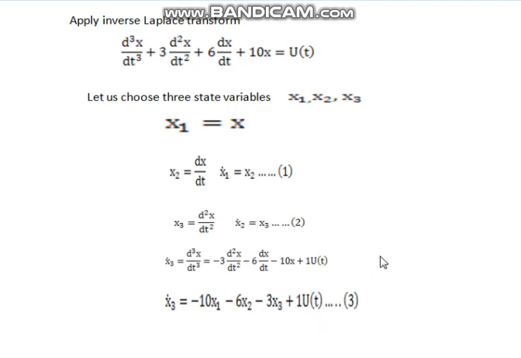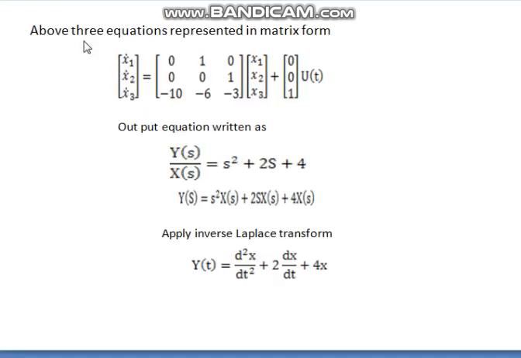So this is equation 3. Equations 1, 2 and 3 can be written in the matrix model. x1 bar equals 0 into x1 plus 1 into x2 plus 0 into x3 plus 0 into u of t. x2 bar equals 0 into x1 plus 0 into x2 plus 1 into x3, that is x2 bar equals x3. And x3 bar, from equation 3, equals minus 10 into x1 minus 6 into x2 minus 3 into x3 plus 1 into u of t.